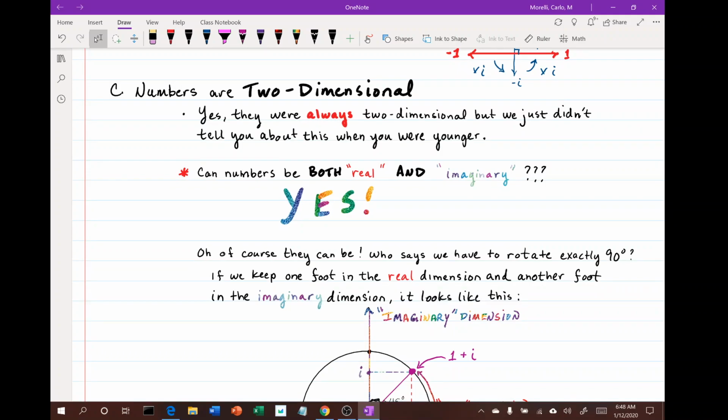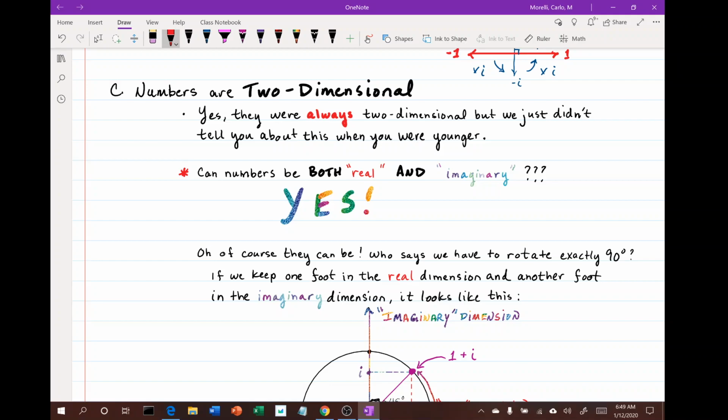Numbers are now two-dimensional. Yes, ladies and gentlemen, numbers were always two-dimensional, but we just didn't tell you about this when you were younger, because it would have frightened you. For example, we didn't tell you that Santa Claus wasn't real until you were older. We wouldn't tell you the tooth fairy isn't real until you were older, so you would feel a little bit less anxious about the situation.